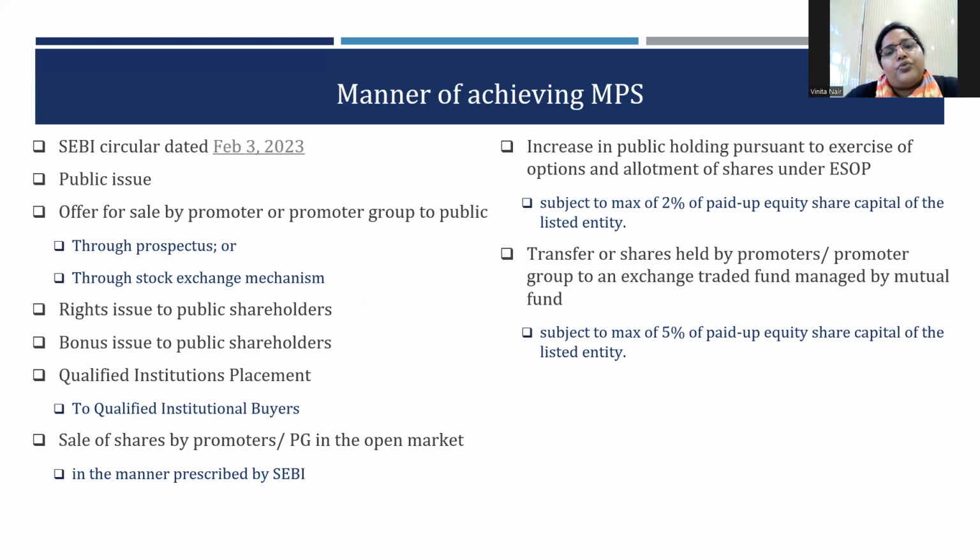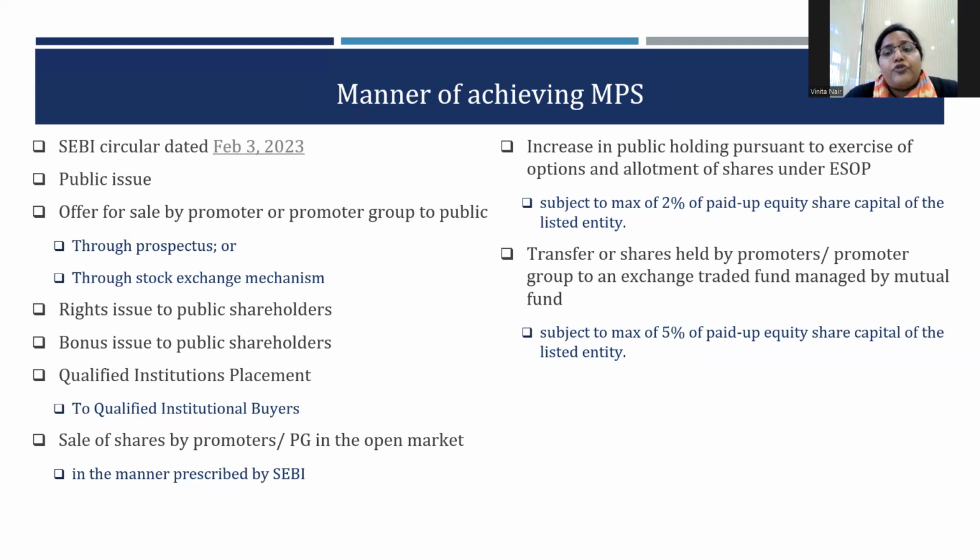The recent one being that issued in February 2023, where it indicates that you can increase the MPS norms by way of a public issue, by way of an offer for sale by promoter and promoter group entities, either through prospectus or through stock exchange route. There can be a rights issue or bonus issue to the public shareholders. There can be a qualified institutions placement where you allot the shares to qualified institutional buyers in terms of ICDR, or there can be a sale of shares by promoters or promoter group in the open market in the manner prescribed by SEBI. One of the other means is to increase the public shareholding through the ESOP route, because that will result in dilution and there could be an increase in public shareholding.